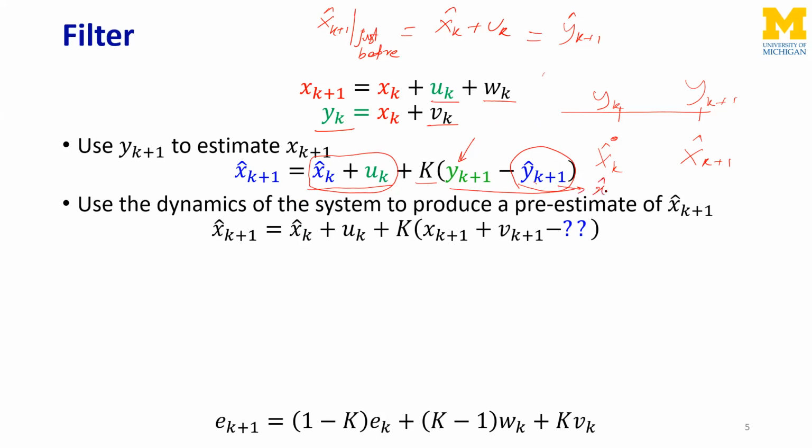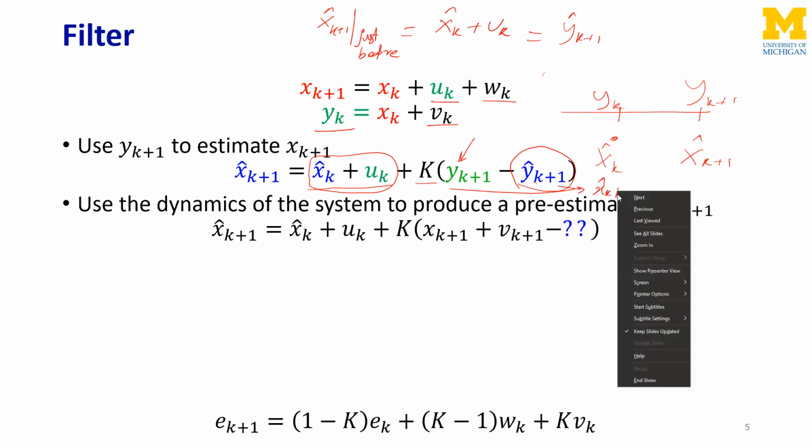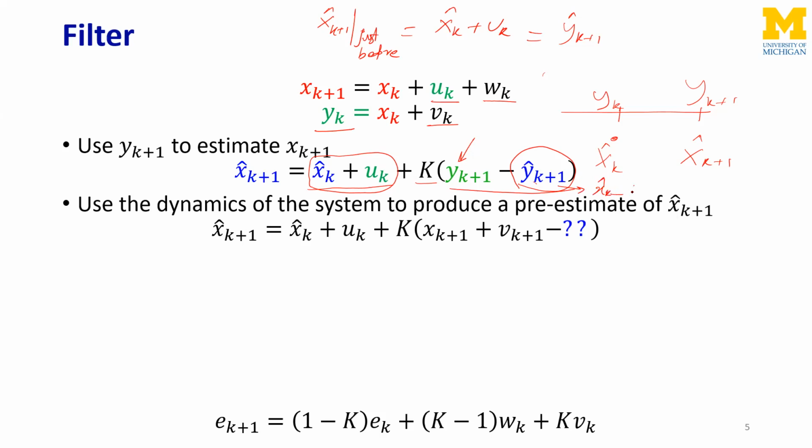I'm just going to write it down here again, x hat k plus uk. Okay, now that we have this term y hat k plus 1, actually I was supposed to write it here. So I'm just going to write it here also, x hat k plus uk.